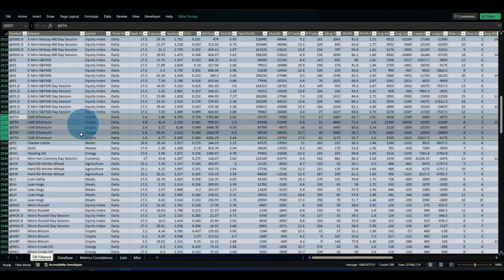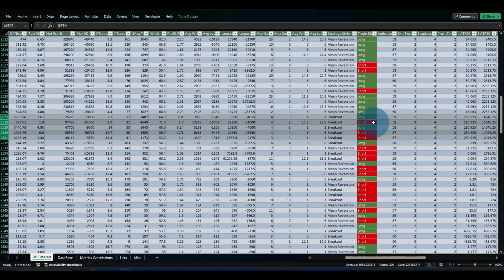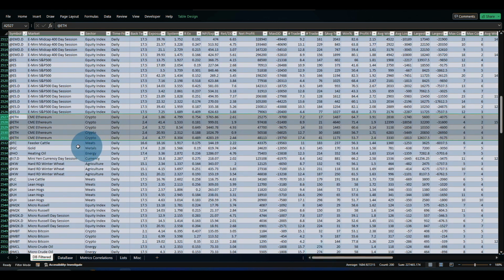We have 5 strategies on Ethereum. And 3 of them are short, 2 are long. But they are all breakout. So this is really a good edge. That means I use the Ultimate C for breakout strategy on Ethereum, short or long, and I am positive I will create a good strategy.